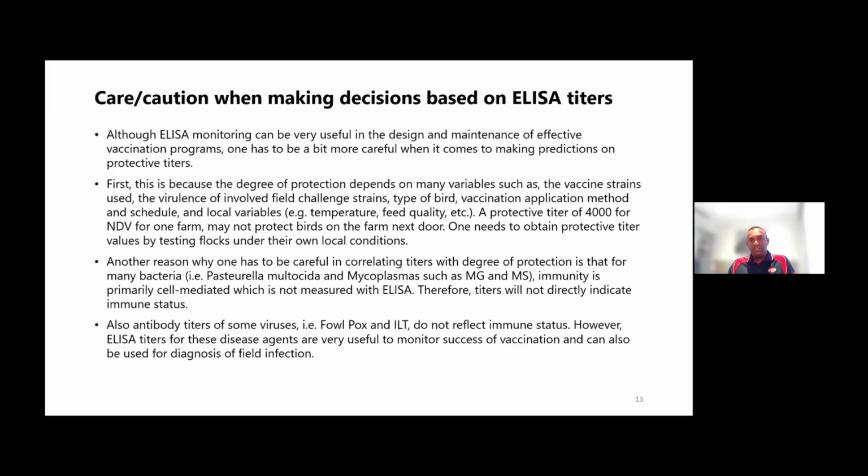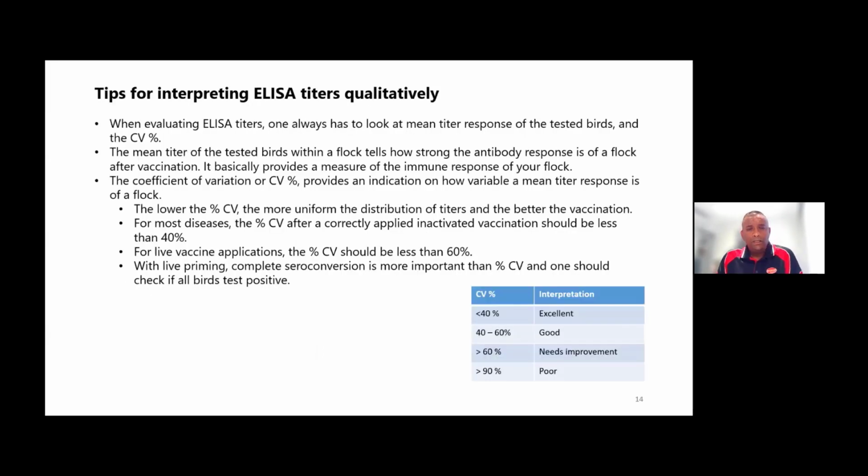ELISA titers for these agents are very useful to monitor vaccinations. CV percentage is very important. It tells you how well your bird has been vaccinated, or is there a challenge coming through in vaccinated flocks. So the mean titer of tested birds, the coefficient of variation, as it's called, is listed in that table, which can be a guide. The lower the CV percentage, the more uniform the distribution of titers and better vaccination.